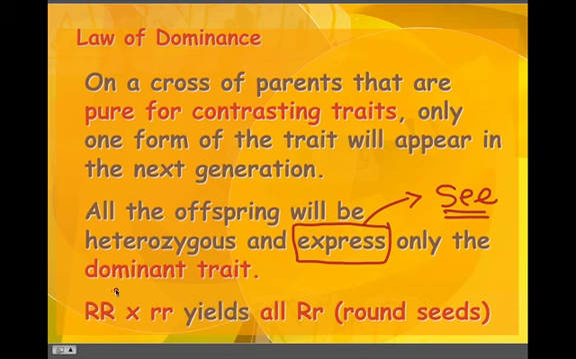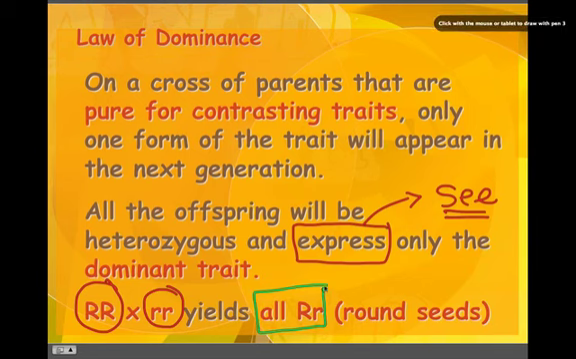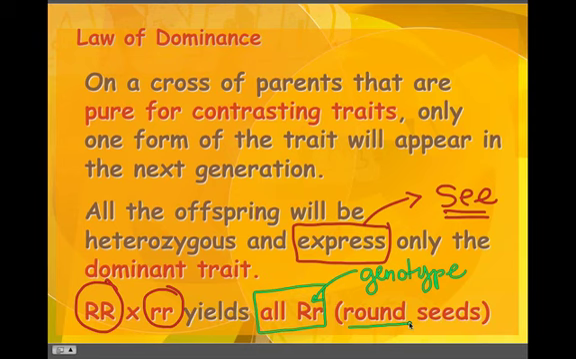So if we take two pures and combine those two together, all of the offspring, the genotype, remember those are the letters, the genotype is going to be a hybrid, and the phenotype, you're going to see all of the dominant trait.